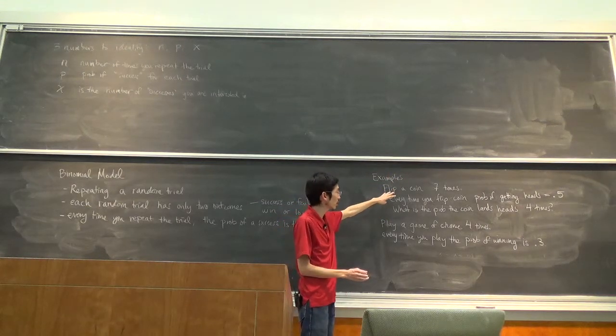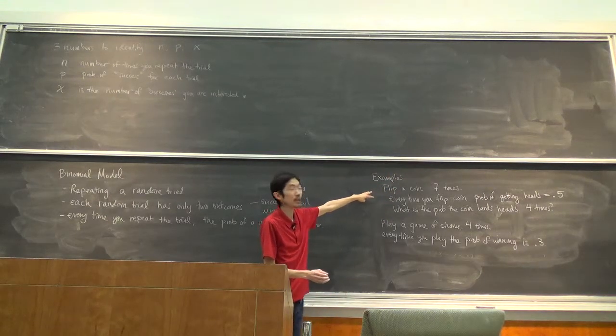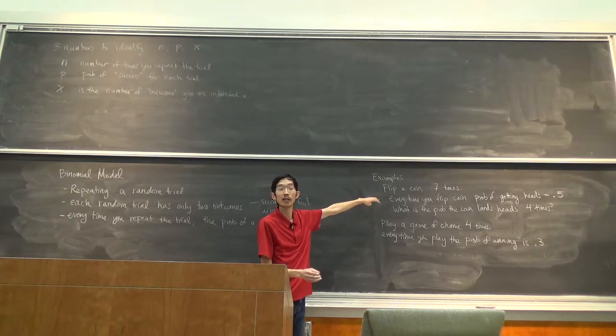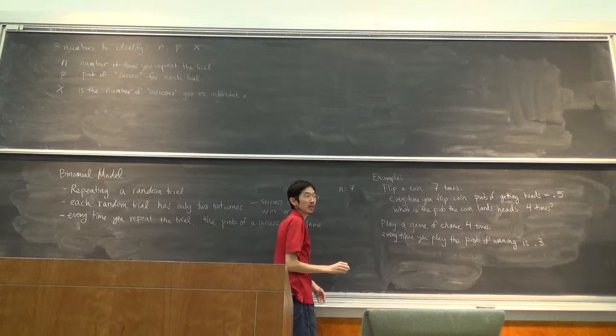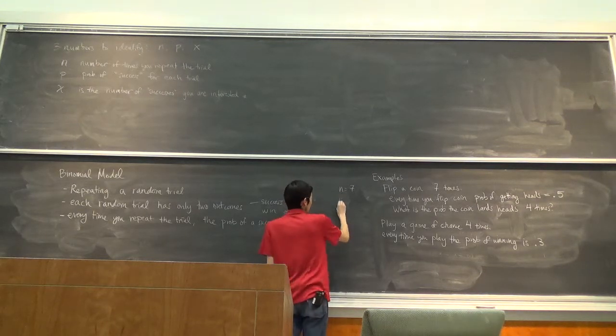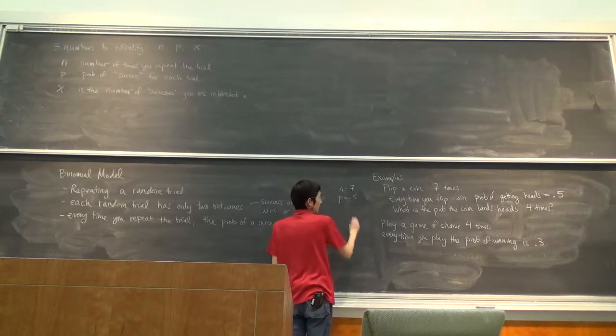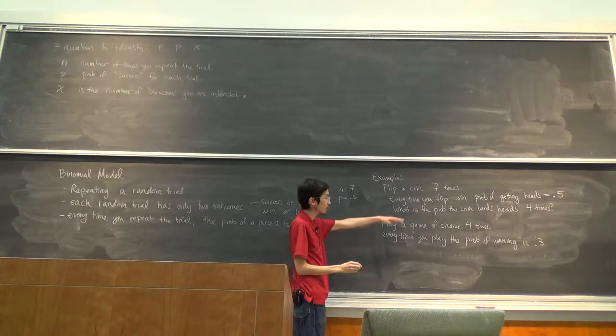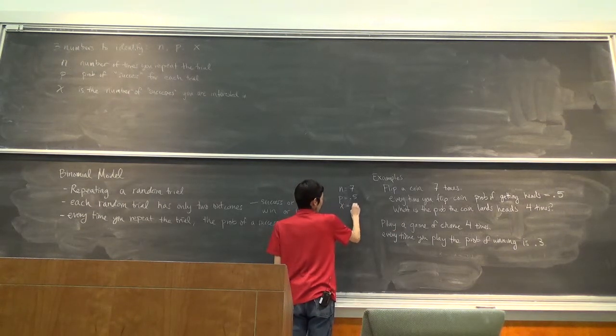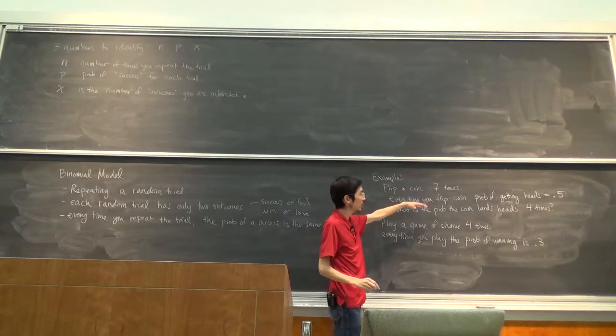So to answer this, what is my n? 7. What is p? 0.5. And x? X is 4. Okay? N, p, and x.